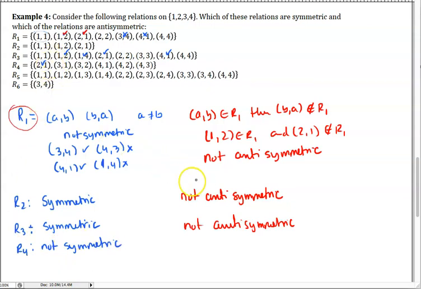All right, let's see if it's anti-symmetric. Okay, so again, we go through all the pairs. So 2, 1 is in there, but 1, 2 is not in there. So that's good. 3, 1, but not 1, 3. That's good. 3, 2, but not 2, 3. That's good. 4, 1, but not 1, 4. 4, 2, but not 2, 4. 4, 3, but not 3, 4. So because for all the pairs in there, the inverse is not in the relation, then you say that, yes, this is anti-symmetric.